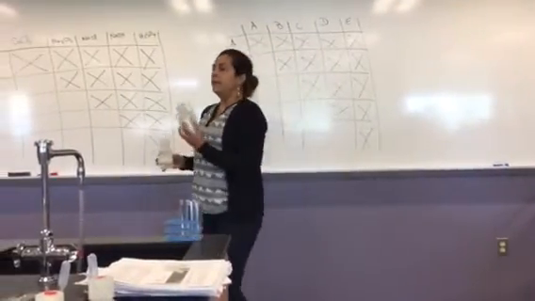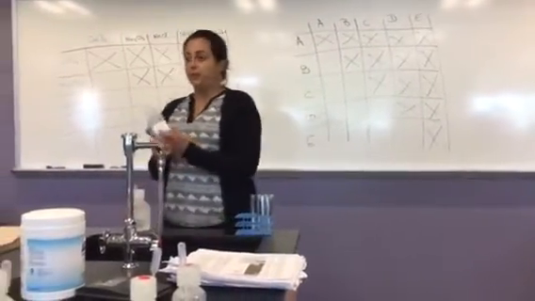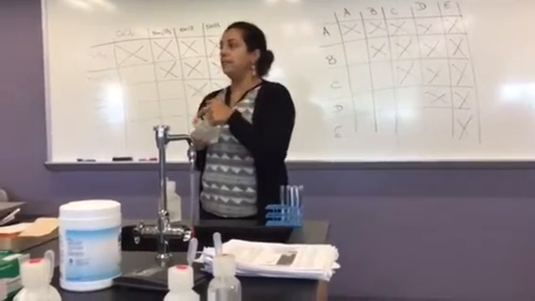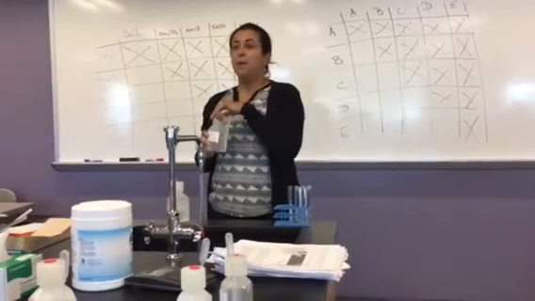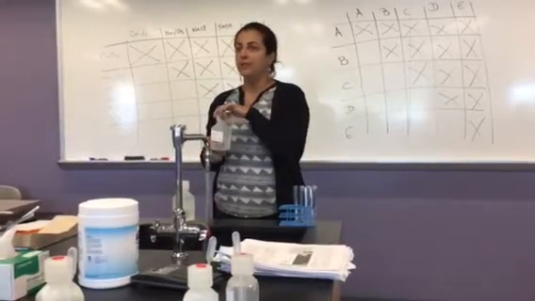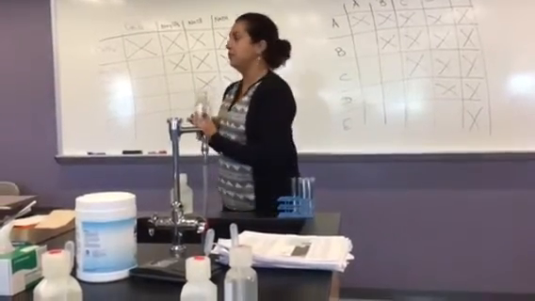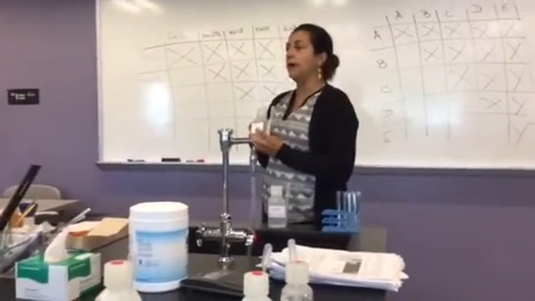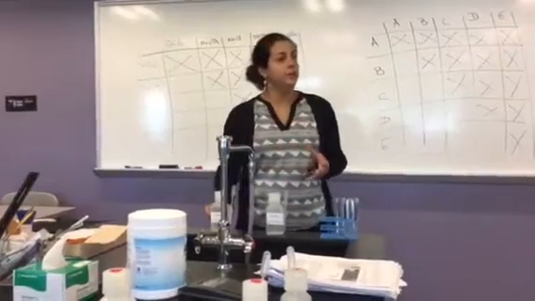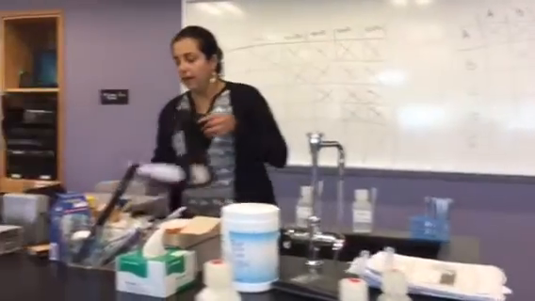Please notice that we have 2 labels for each bottle. One is here, one is here. Make sure that they match. If they don't match, you'll have a problem. So this is sodium chloride here, sodium chloride here. Calcium chloride, calcium chloride. So what we're gonna do, we need to put our goggles on.